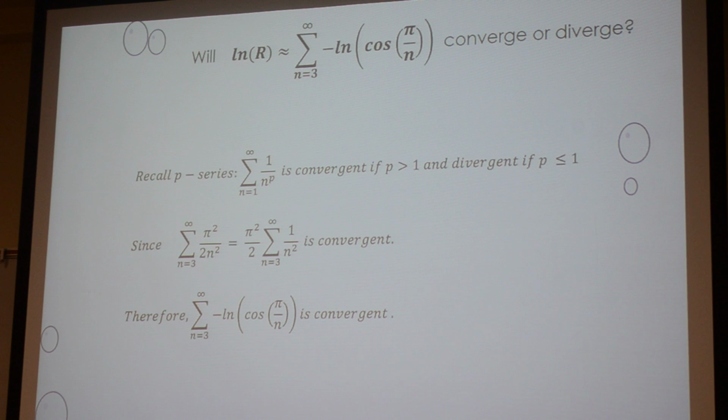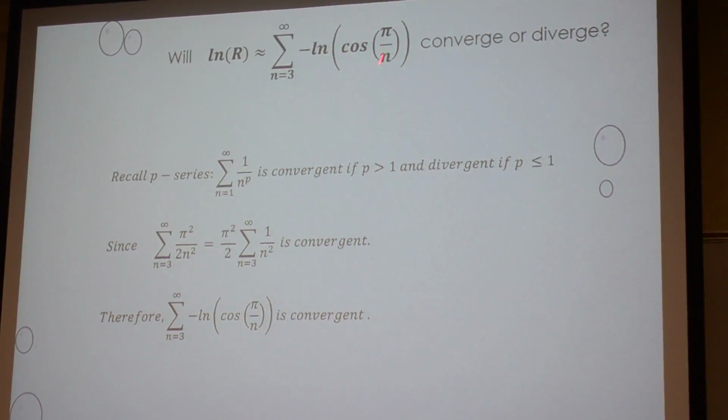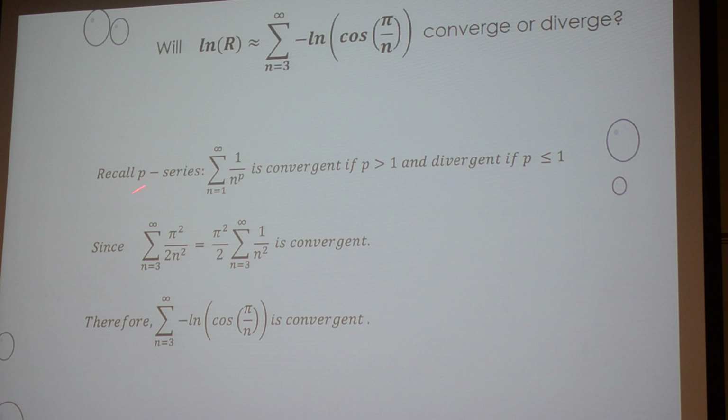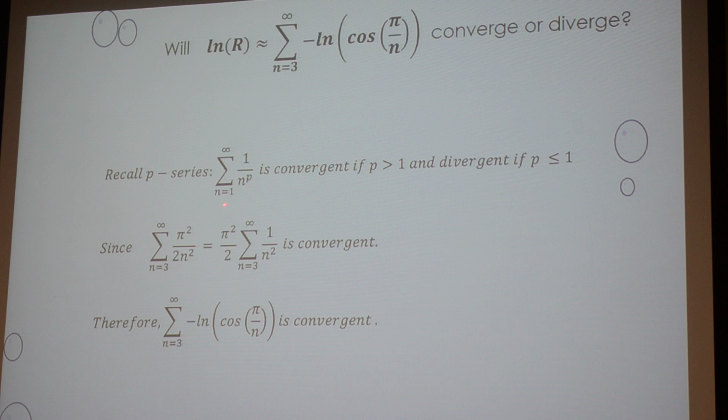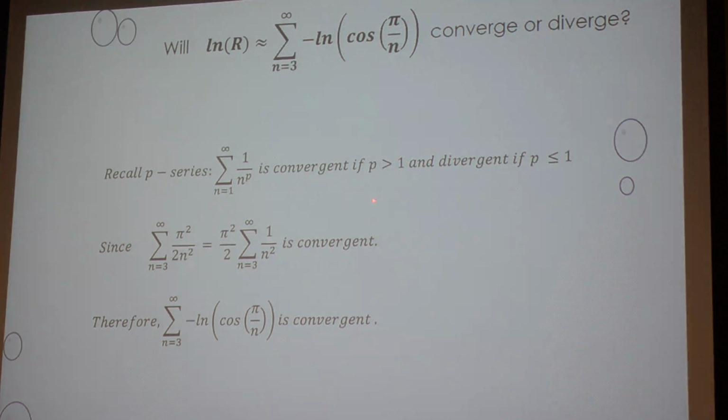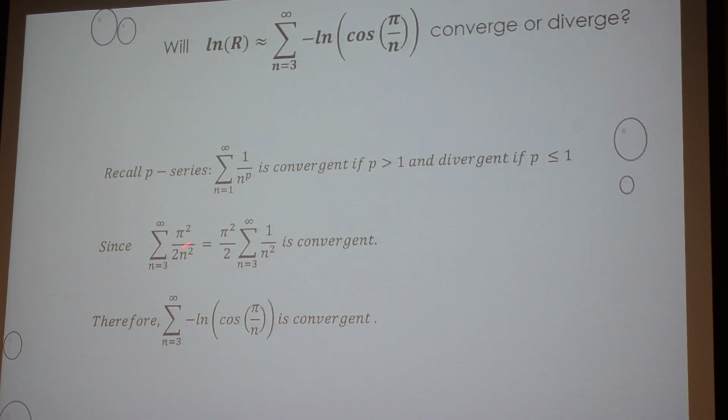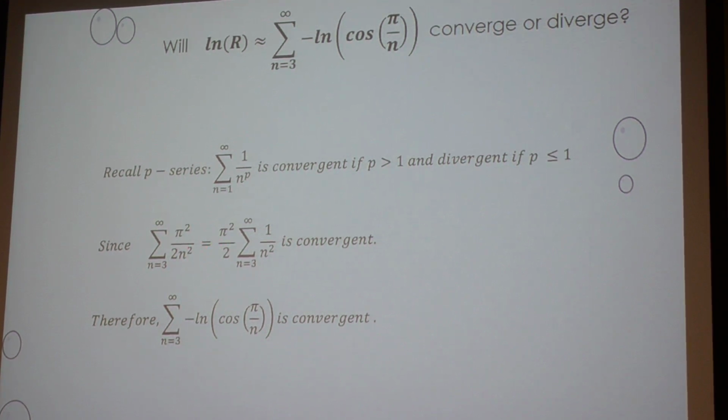Next, we're going to prove whether this converges or diverges by using a p-series, the series of 1 over n to the power of p. This is a recall of the p-series test: convergent if p is larger than 1 and divergent if p is less than or equal to 1. So since the summation of pi squared over 2n squared equals pi squared over 2 times the series of 1 over n squared, which is convergent, therefore the summation of negative natural log of cosine of pi over n is convergent.